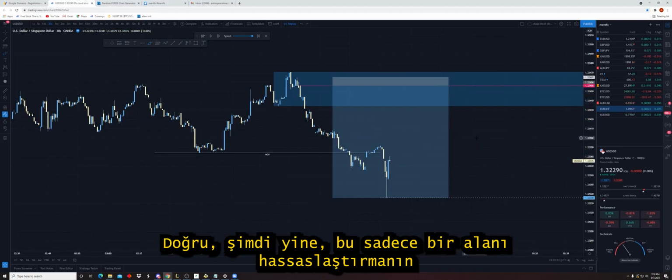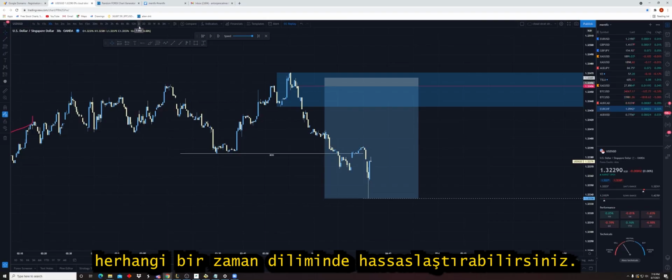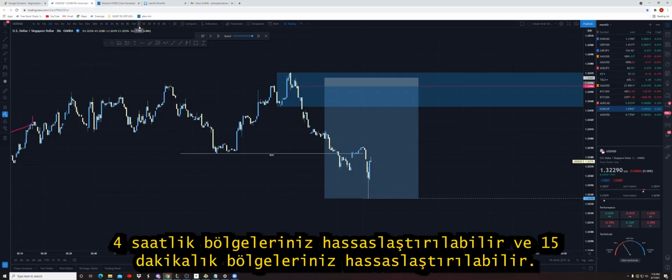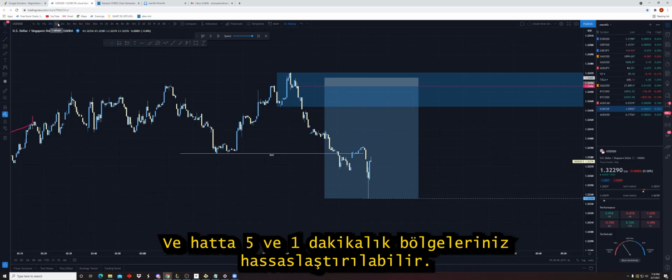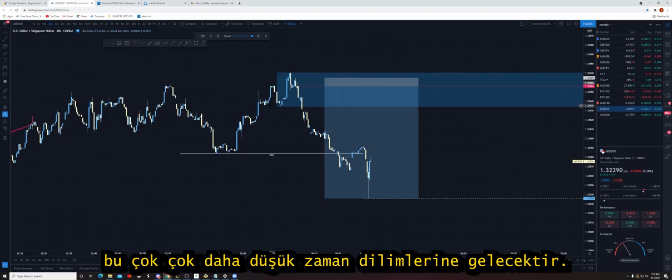Now, again, this is just an example of refining an area, and again, notice how I'm refining that from a 15-minute. You can refine across any time frames. Your daily zones can be refined, your 4-hour zones can be refined, and your 15-minute zones can be refined, and even your 5 and 1 minute zones can be refined, but it's going to come to much, much lower time frames if you are to go and make a system on much lower time frames.